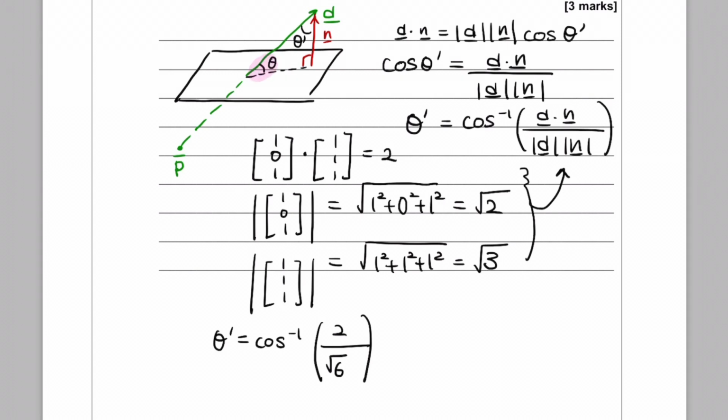So we want this theta value. So to get that, theta is 90 minus theta prime. So that's going to be 54.7 degrees.